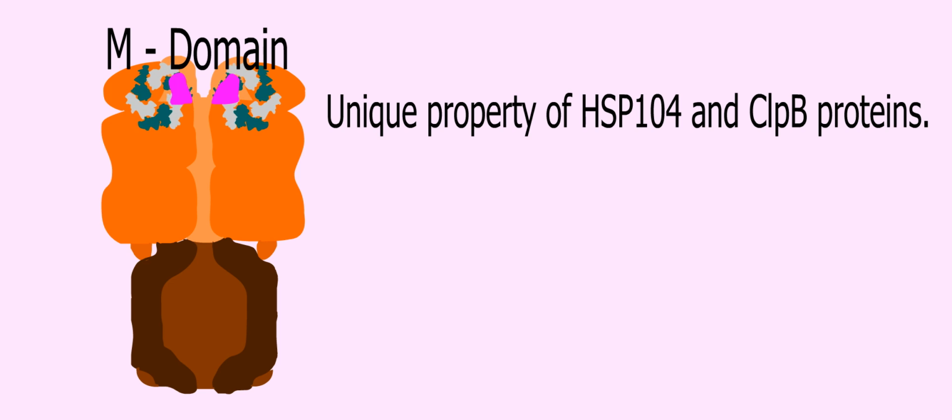The presence of the M domain is unique for HSP-104 and CLPB proteins and distinguishes them from other class 1 proteins. It consists of two anti-parallel coils resembling a two-bladed propeller and is inserted in the ATP binding domain, which is essential for the protein remodeling activity of the proteins.